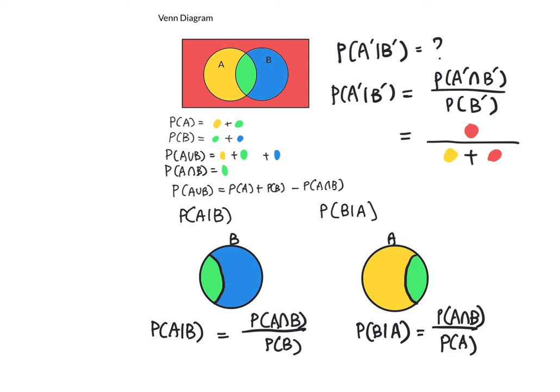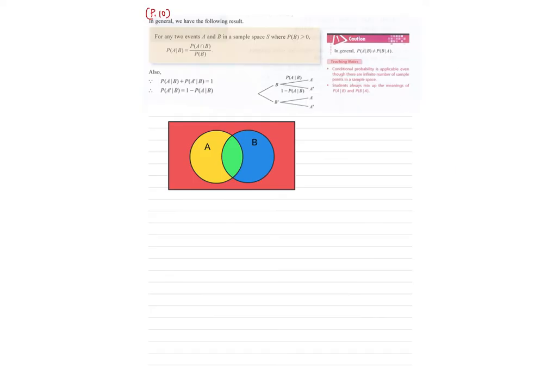The probability of not B means the yellow part and the red part from the Venn diagram. This is the probability of not B. And for the probability of not A intersection not B, they have to be both not A and not B. So it is the red part only. So the numerator will be the red part. You can calculate it once you know the values. You can look at page 10 of the textbook, where you can find out these properties.